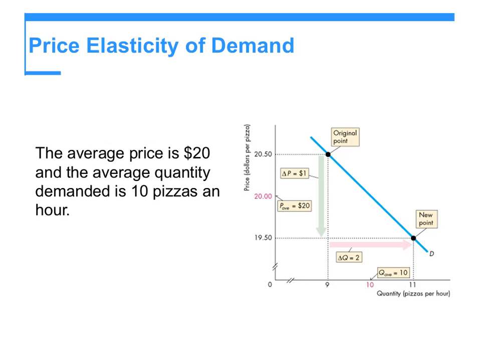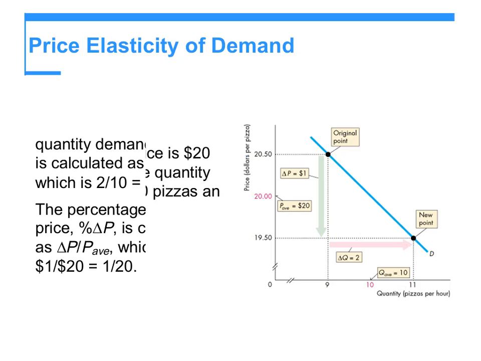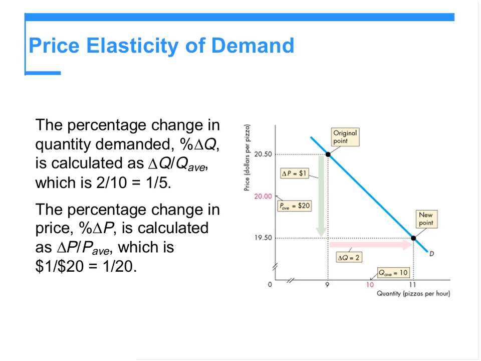The average price is 20. You see $20.50 and $19.50, the sum of these two divided by 2 gives you 20, which is the average price. You remember we needed the average price to calculate the price elasticity of demand, okay? And the same thing goes for quantity as well.